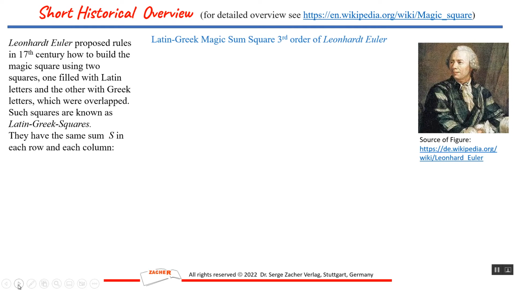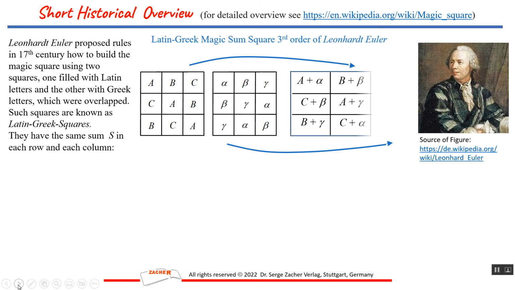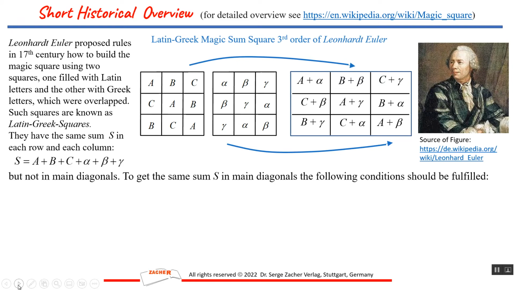Leonhard Euler proposed rules in the 17th century on how to build the magic square using two squares, one filled with Latin letters and the other with Greek letters, which were overlapped. Such squares are known as Latin-Greek squares. They have the same sum in each row and column, but not in main diagonals. To get the same sum in main diagonals, the following conditions should be fulfilled.